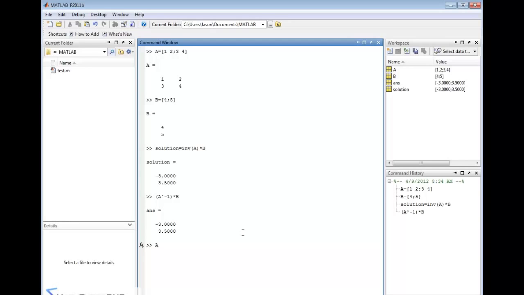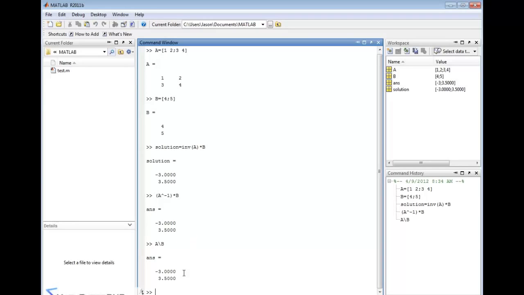If you take matrix A and do the backslash key, and then put matrix B immediately after, this backslash key is basically going to cause it to solve the system and give you the same answer. Let's go ahead and double check that first. We get the same answer.